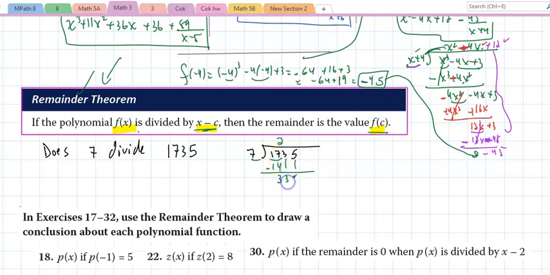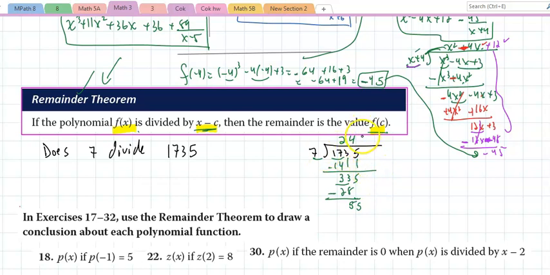I bring those 2 down. 7 divides 33 4 times. 7 times 4 is 28. Subtract. That becomes 13. That's a 5. Bring the rest down. Again, I like to bring them always. I'm going to put that a bit on the side.